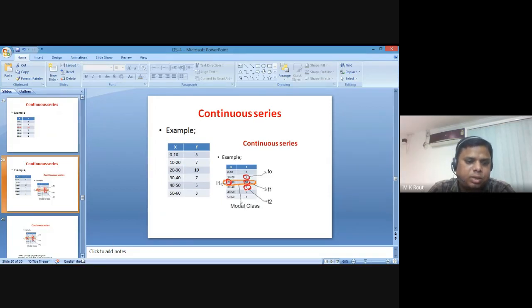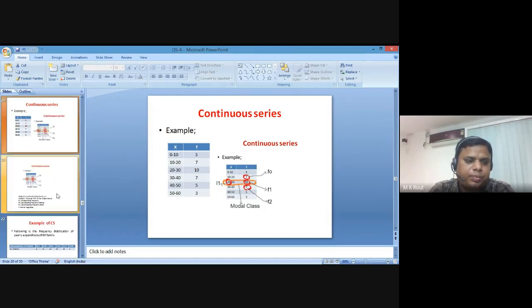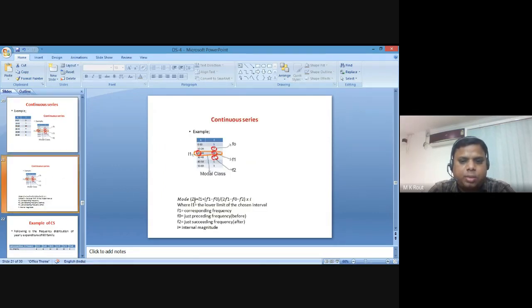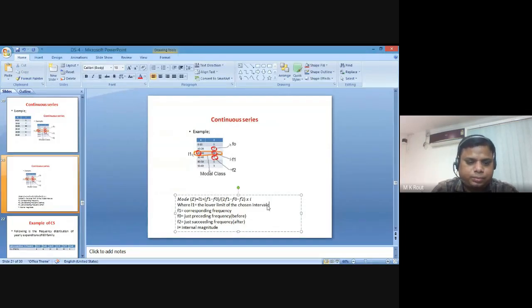Then calculate this by using the above formula: Z equals L1 plus F1 minus F0 divided by 2 F1 minus F0 minus F2, into I. So here L1 is 20. The F1 value is equal to 10. The F0 value is equal to 7. The succeeding value of frequency F2 is 7. And the common factor or interval magnitude is 10.